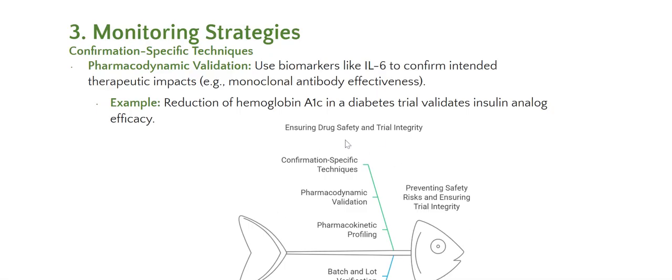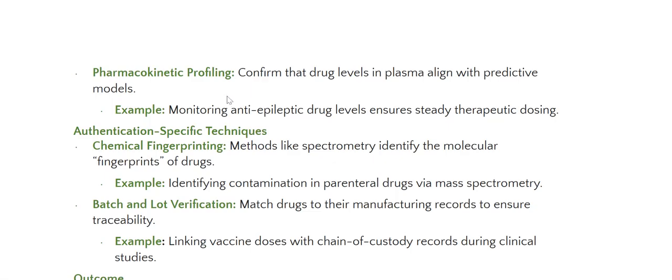And here is a summarized diagram on ensuring drug safety and trial integrity, as we have confirmation-specific techniques: pharmacodynamic validation, pharmacokinetic profiling; batch and lot verification, chemical fingerprinting, authentication-specific techniques, all towards preventing safety risks and ensuring trial integrity. Pharmacokinetic PK profiling confirms that drug levels in plasma align with predicted models, as for example, monitoring anti-epileptic drug levels ensures steady therapeutic dosing.